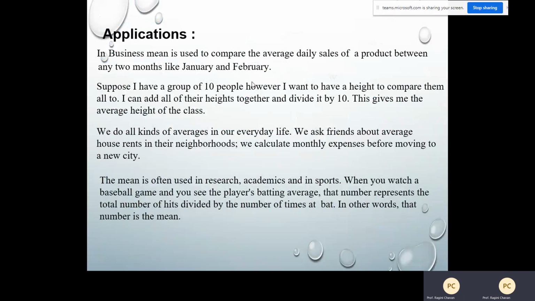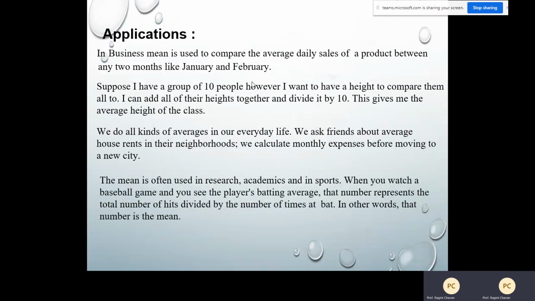Now we'll see applications of arithmetic mean. In business, mean is used to compare the average daily sales of a product between any two months like January and February. Suppose I have a group of 10 people and I want to compare their heights. I can add all of these heights together and divide by 10. This gives me the average height of the class. We do all kinds of averages in our daily life. We ask friends about average house rent in their neighborhoods. We calculate monthly expenses before moving to a new city.